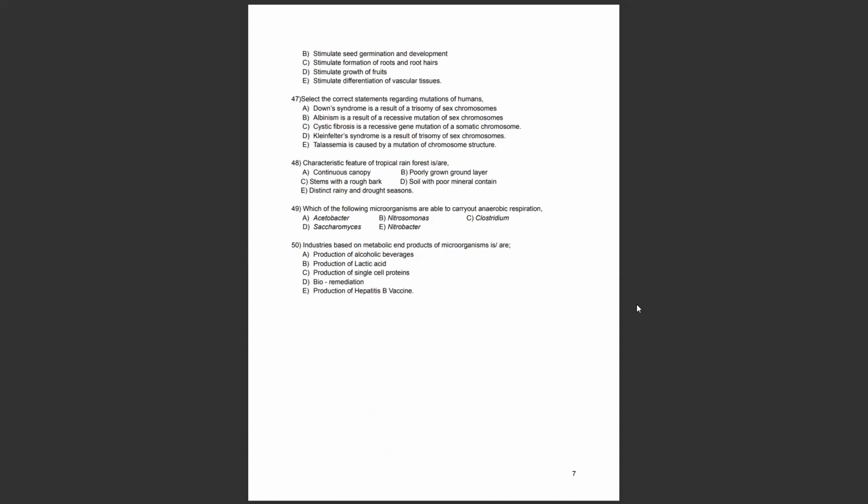48. Characteristic feature of tropical rainforest is or are? Continuous canopy, poorly grown ground layer, stems with a rough bark, soil with poor minerals, contains distinct rainy and drought seasons. Here we can take A, C, D. Answer number one. 49. Which of the following microorganisms are able to carry out anaerobic respiration? Saccharomyces yeast and Clostridium. Answer number four.